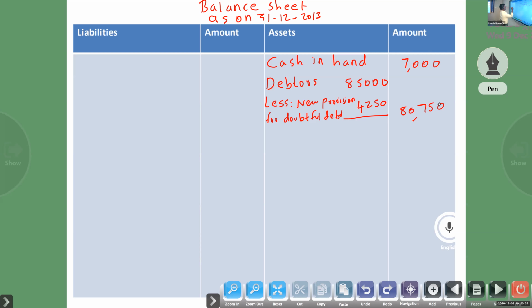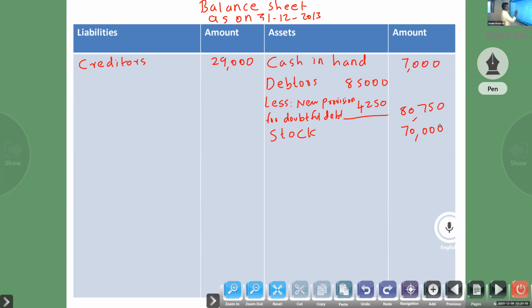Next one, creditors. Creditors, no adjustment. Closing amount you have to write. Closing amount is 29,000. Next, stock. No adjustment. Closing amount 70,000.